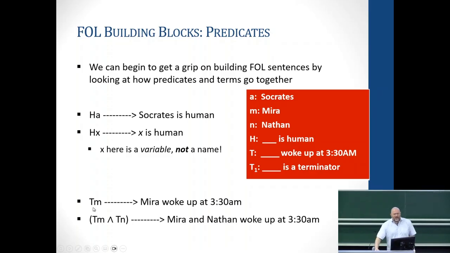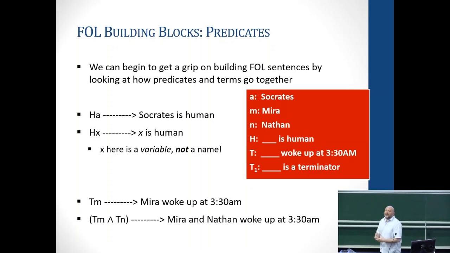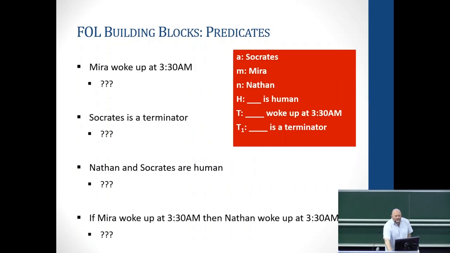And I can say TM for Mira woke up at 3:30, or TM and TN for Mira and Nathan both woke up at 3:30. Again, we can embed these things into our connectives. They're going to behave just like they did with TFL, but instead of having just the atomic sentences as our base unit, it's always predicate and term. Cool? Feel like we get the basics so far? All right, let's have a go.